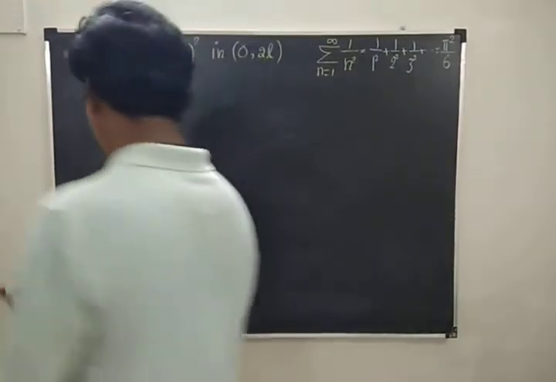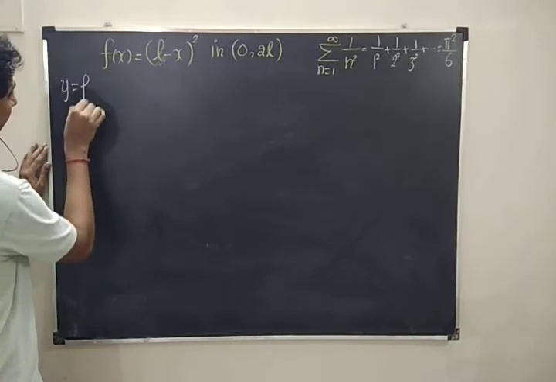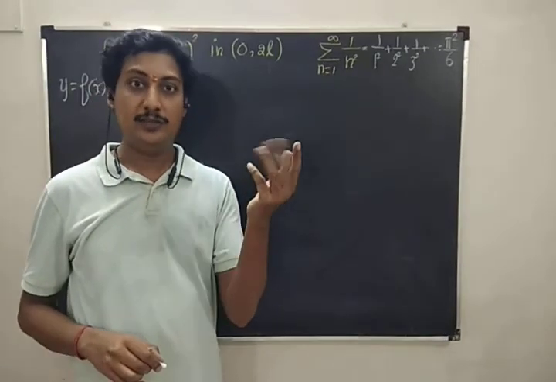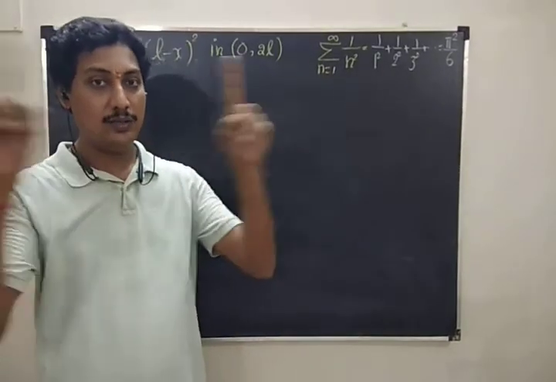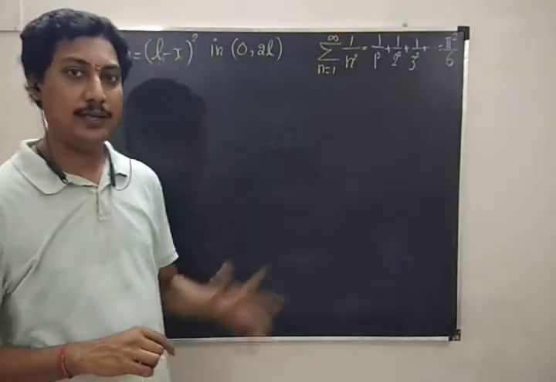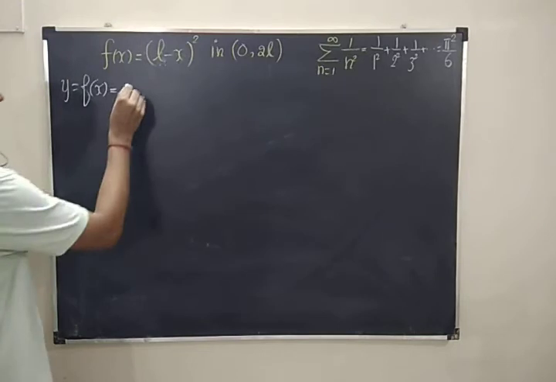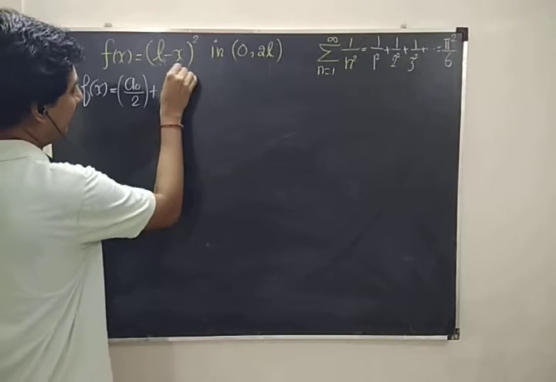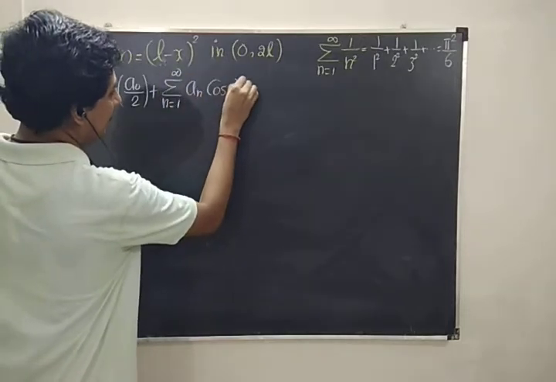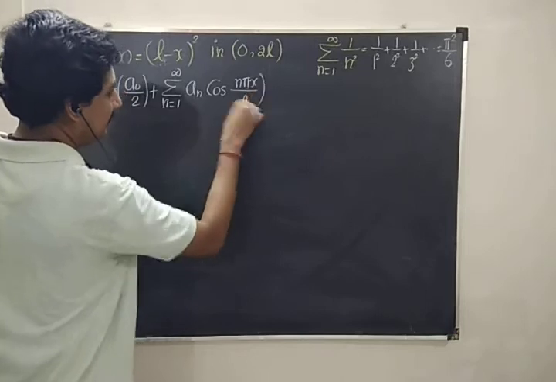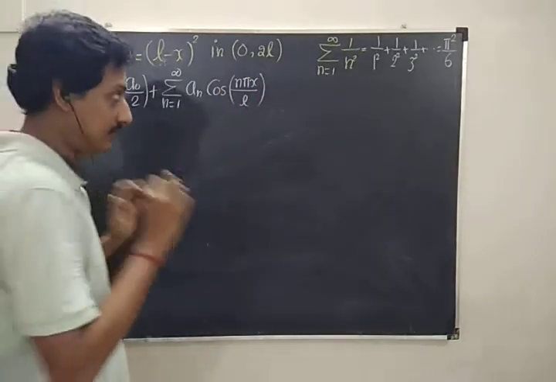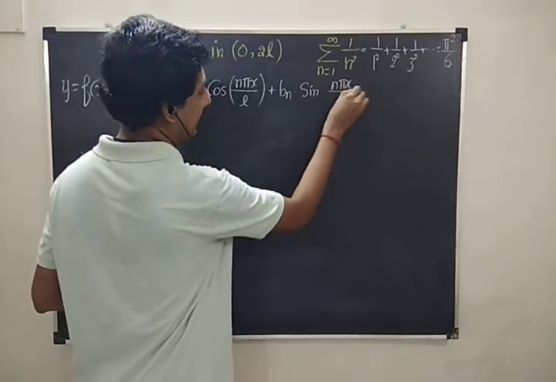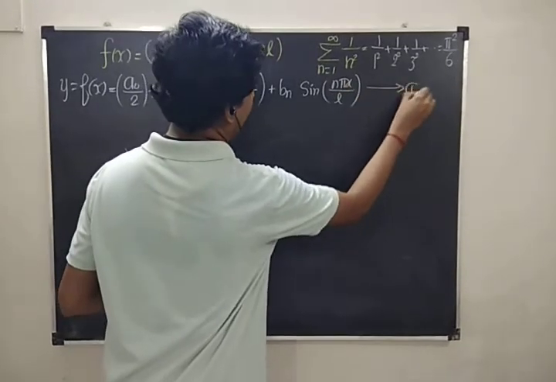So what is the Fourier series expansion for f of x in the interval 2L? Please kindly watch my previous videos, the general Fourier series table 1, where I give the formulae for A0, An and Bn in the L category. So A0 by 2 plus sigma n equal to 1 to infinity An cos n pi x by L plus Bn sin n pi x by L. This is my required Fourier series.